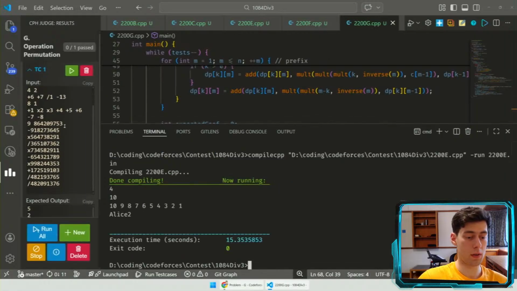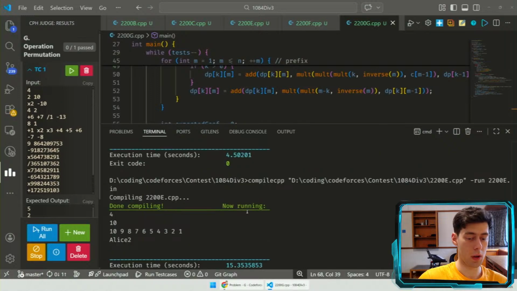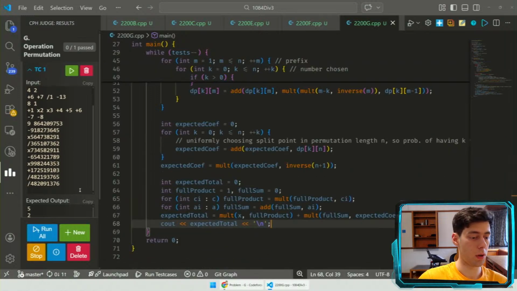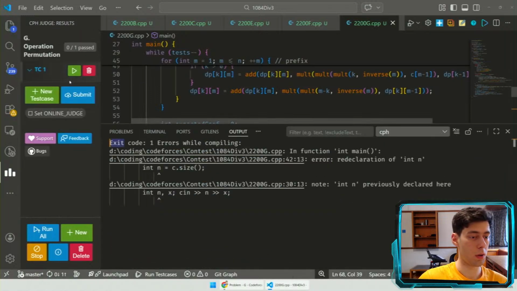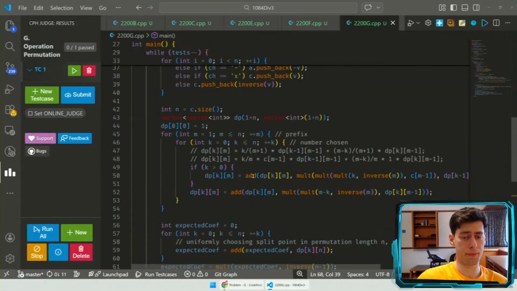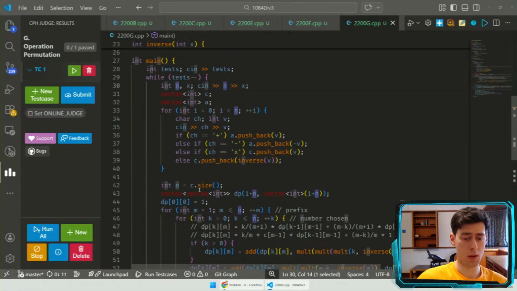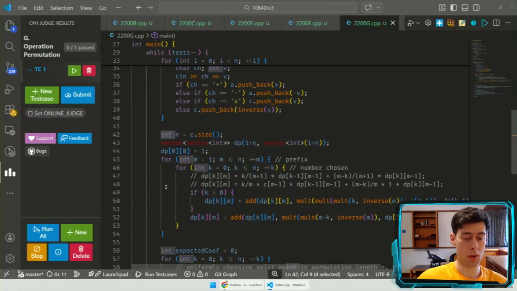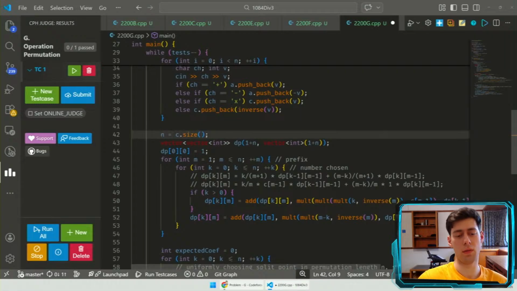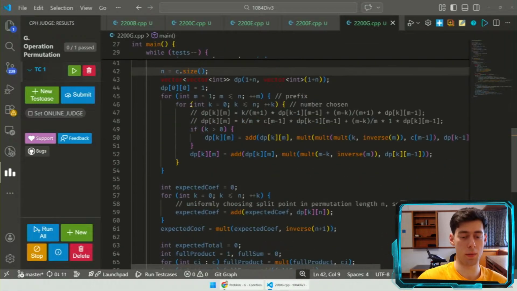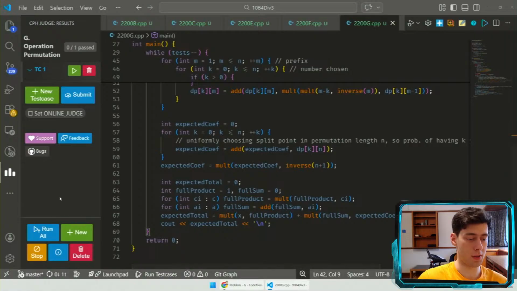That tests for this? Oh, there are. Okay. Redeclaration of n. That's not great. Oh, yeah, I mean, okay. I'm just going to call that in. I'm sorry, I've used it too many times.